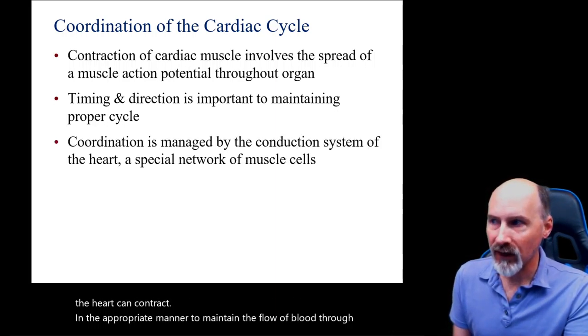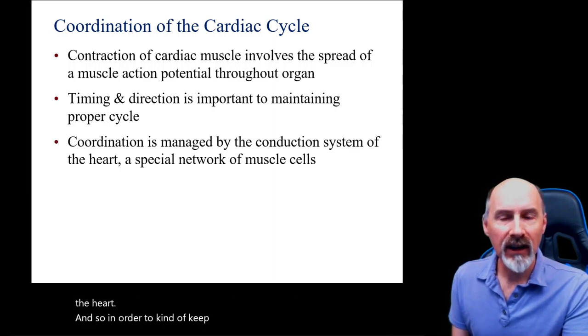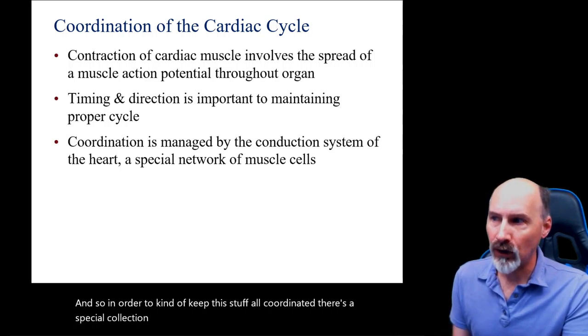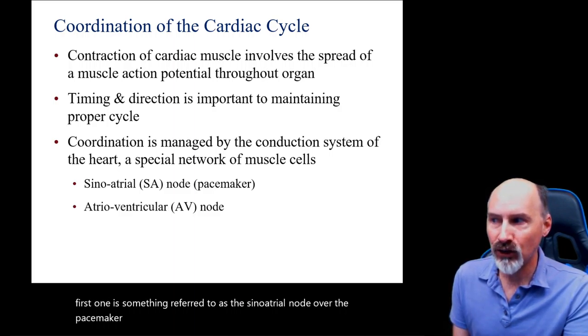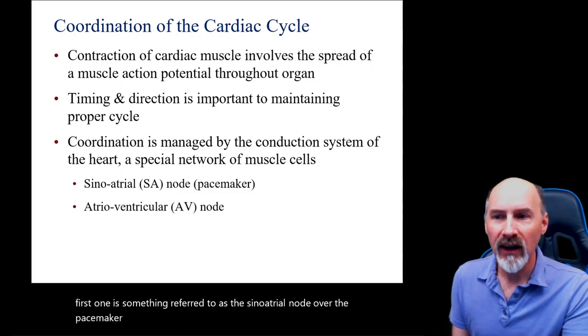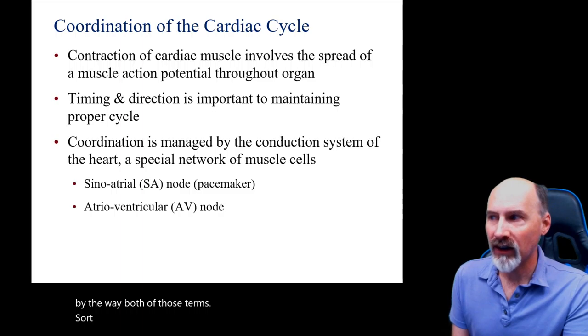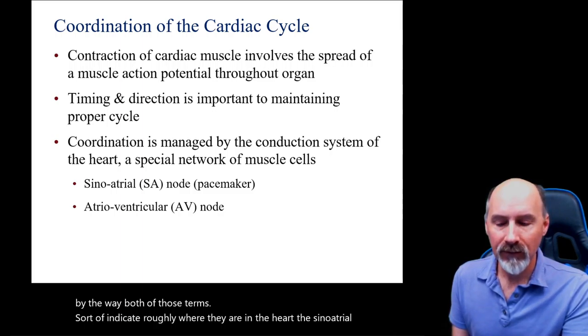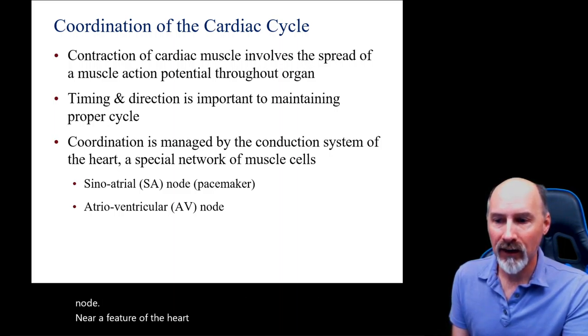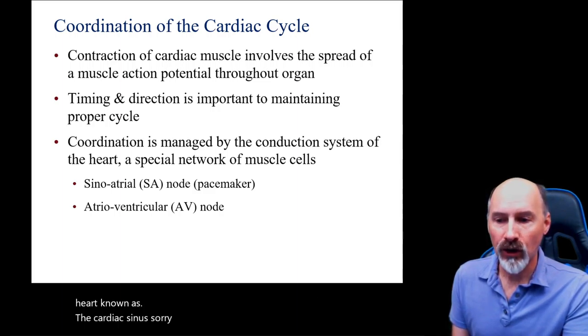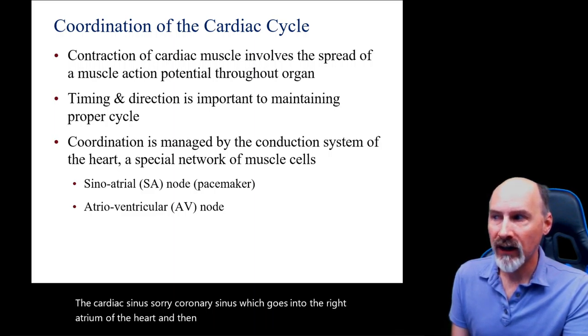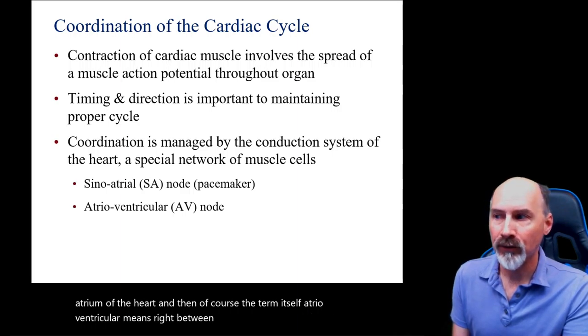blood through the heart. In order to keep all of this coordinated, there's a special collection of cardiac muscle cells organized into something we call the conduction system of the heart. The first one is the sinoatrial node, or the pacemaker of the heart. Then there's an atrioventricular node. Both of those terms indicate roughly where they are in the heart. The sinoatrial node is located near a vessel that opens into the right atrium, the coronary sinus, I'm sorry, and then of course the atrium itself. Atrioventricular means right between the atria and the ventricles.